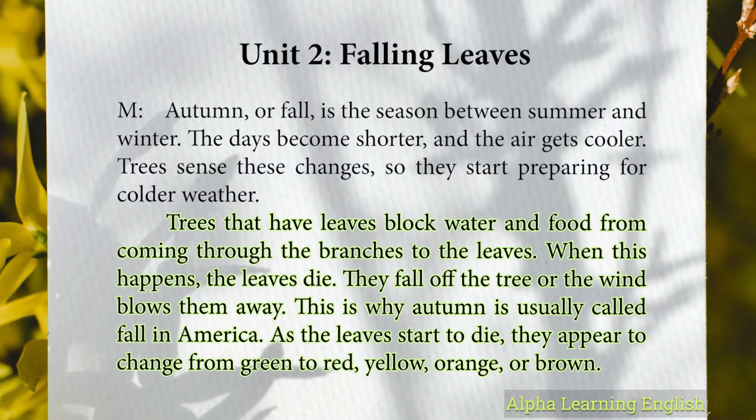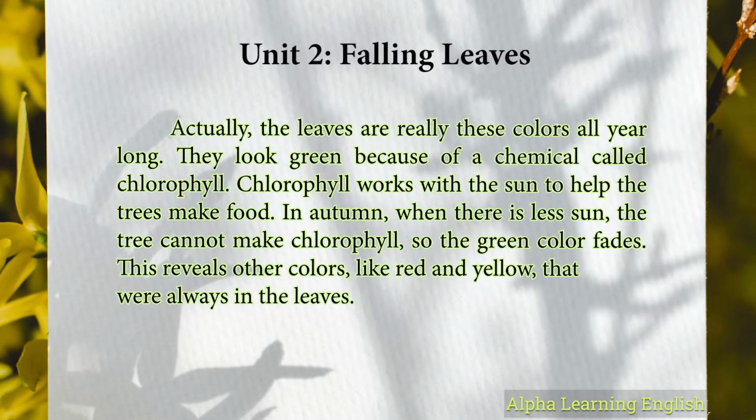As the leaves start to die, they appear to change from green to red, yellow, orange, or brown. Actually, the leaves are really these colors all year long. They look green because of a chemical called chlorophyll. Chlorophyll works with the sun to help the trees make food. In autumn, when there is less sun, the tree cannot make chlorophyll, so the green color fades. This reveals other colors, like red and yellow, that were always in the leaves.